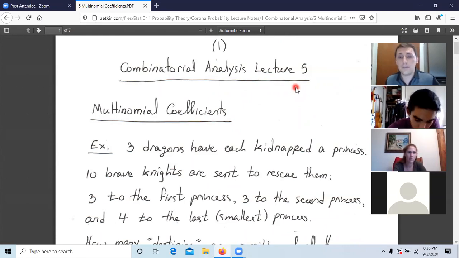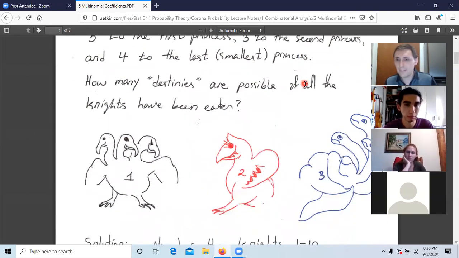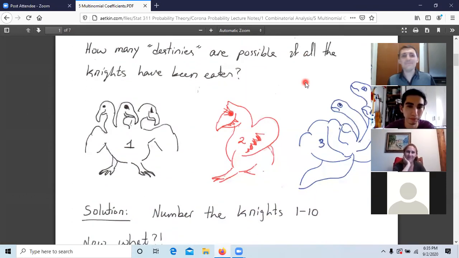So 3 dragons have each kidnapped a princess, and then 10 brave knights are sent to rescue them. So 3 of the knights will be sent to the first princess, 3 to the second princess, and 4 to the smallest princess, the last one. And now, assuming that each knight will be eaten by the dragon, how many destinies are there? And here are my dragons. Do you like them? So that's dragon number 1. He would like to have 3 knights, please. Dragon number 2 would like to have 3 knights, and dragon number 3 is a glutton. He likes 4. Okay, so those are the destinies.